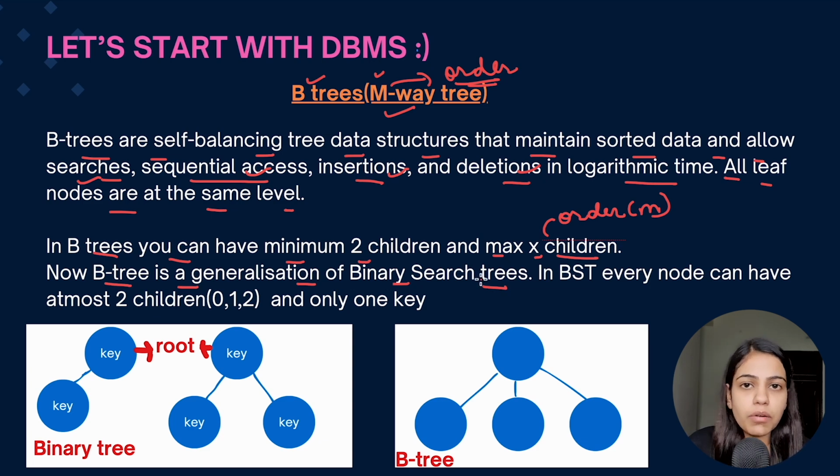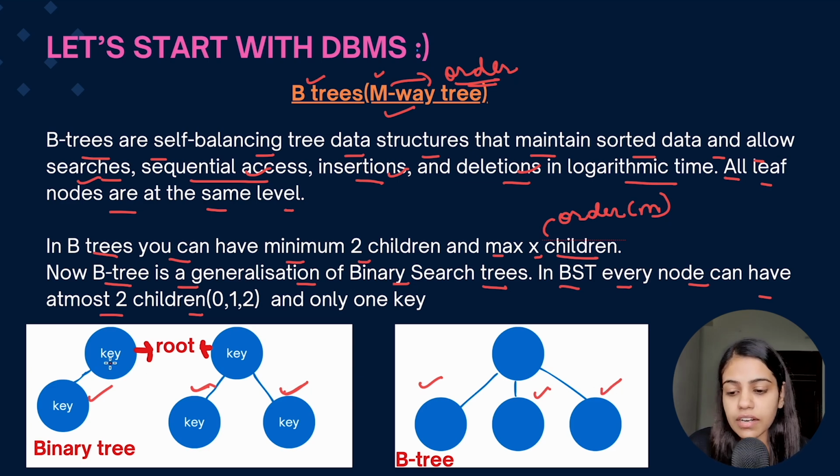If you don't know about binary search trees, I suggest you have a look at what a binary search tree is, because if you have a basic concept of binary search trees, B trees and B plus trees will be really easy to understand. Now, in a binary search tree, every node can have at most 2 children, that is, either 0, 1 or 2 children. In B trees we can have at most x, or you can say m, children, that is the order of the tree. Also, here there is only one key in each node, but in a B tree there could be multiple keys present in our nodes.